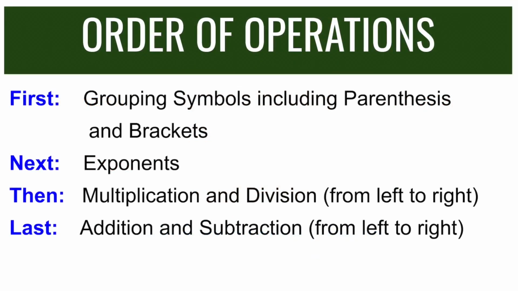In simplifying numerical expressions, we need to follow the following order of operations. First, simplify any grouping symbols including parentheses and brackets. Next, we need to simplify the exponents. Then we need to multiply and divide from left to right. And lastly, we need to do addition and subtraction from left to right as well.